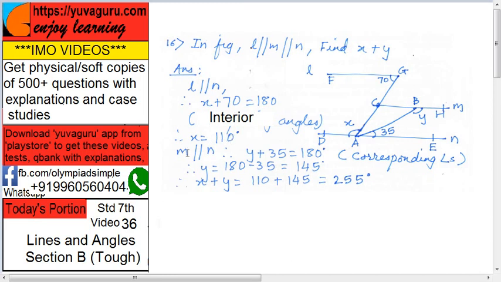Now m is parallel to n. This m is parallel to n. So what happens? Once they are parallel, therefore y plus 35 equals 180. Means this is 35, this is y. As these lines are parallel, so y and 35, they become what? They become interior angles. Again the same one as earlier. So y plus 35 is 180. So y becomes what? 180 minus 35 is 145.